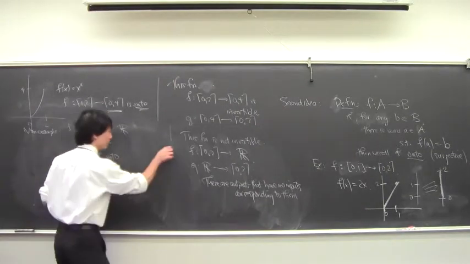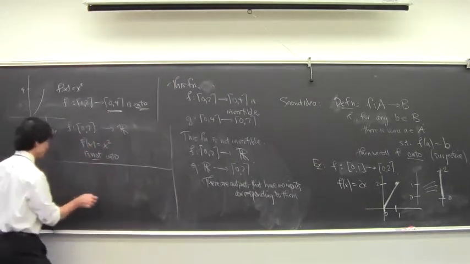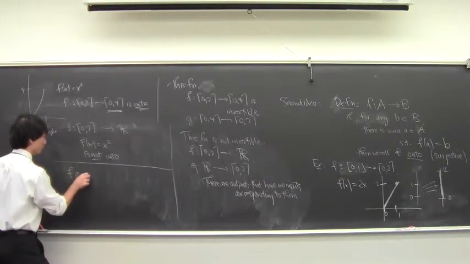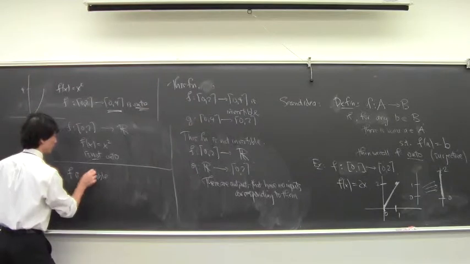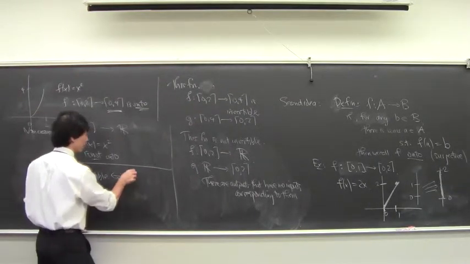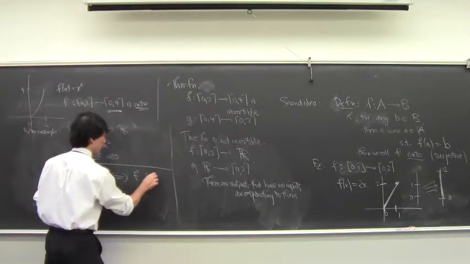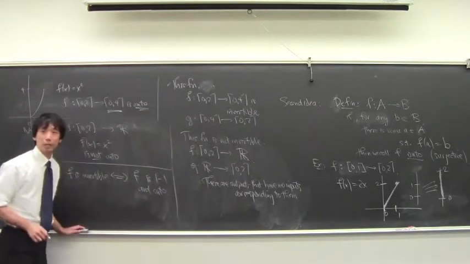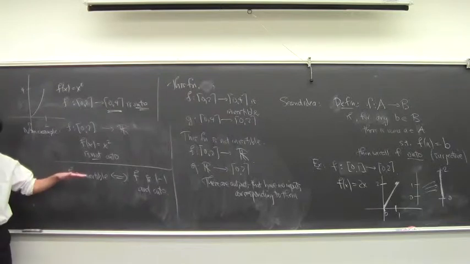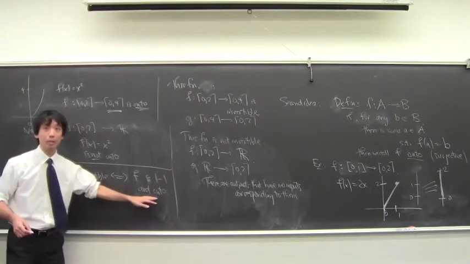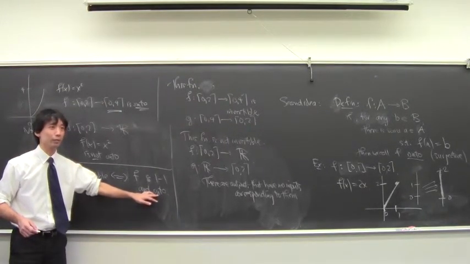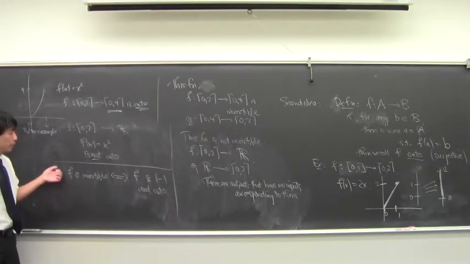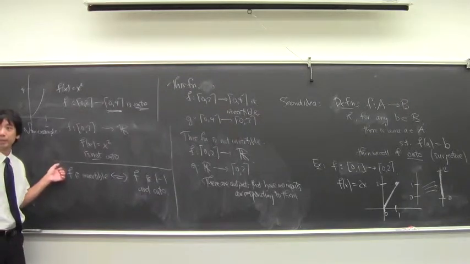Okay. So what I want to say is this: f being invertible corresponds to f being 1 to 1 and onto. To be an invertible function, you have to be 1 to 1, but you also have to be onto. That's one way of thinking about invertibility.